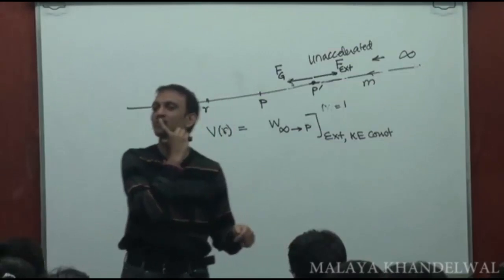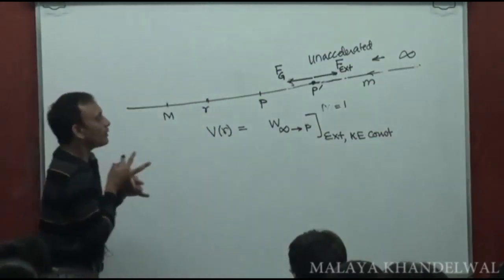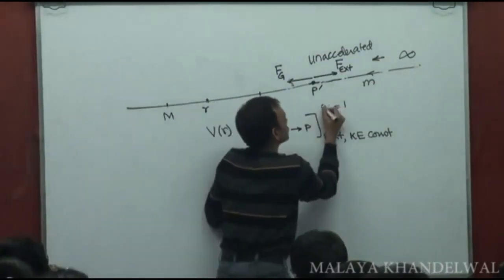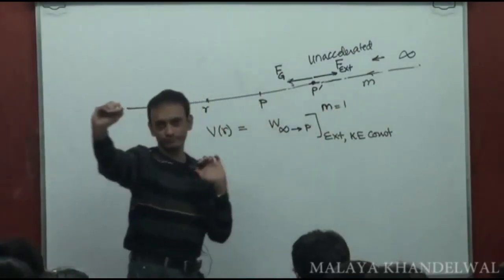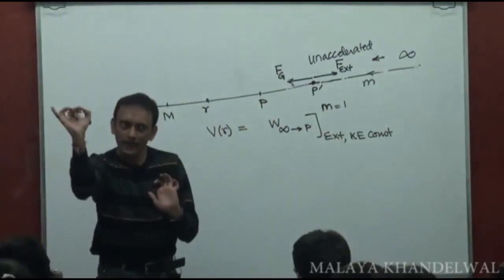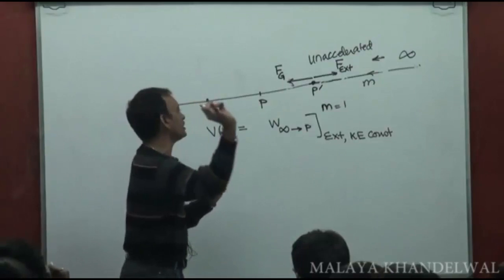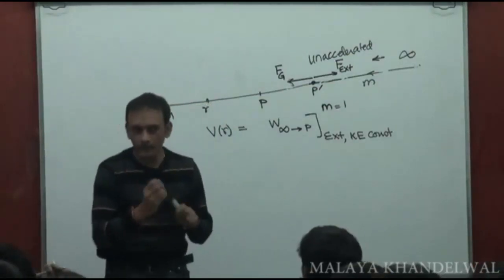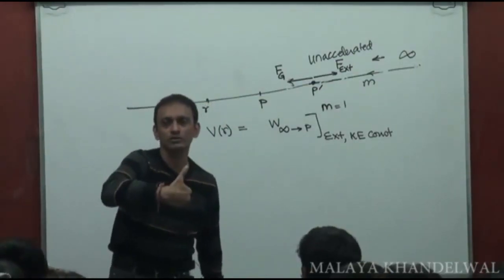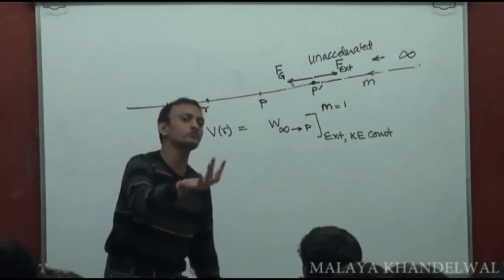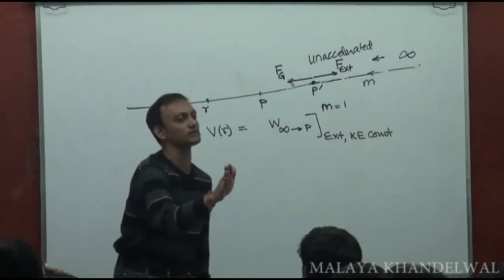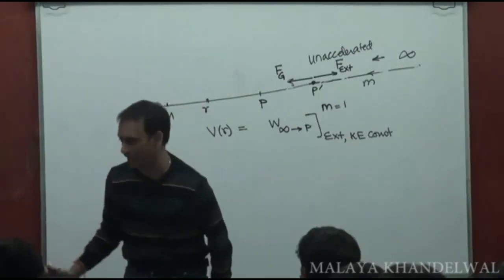Right? Now, realize that in this transport from infinity to P, the external agent just about applies a force enough to counter the forces of the field so that the particle remains unaccelerated at all times. Clear?